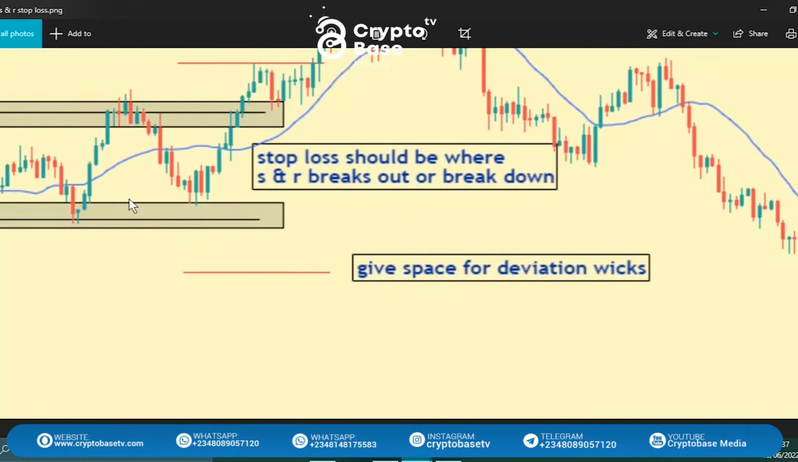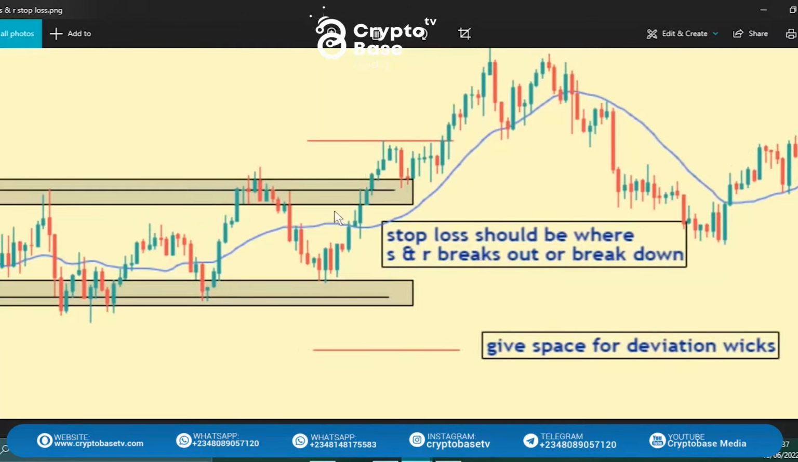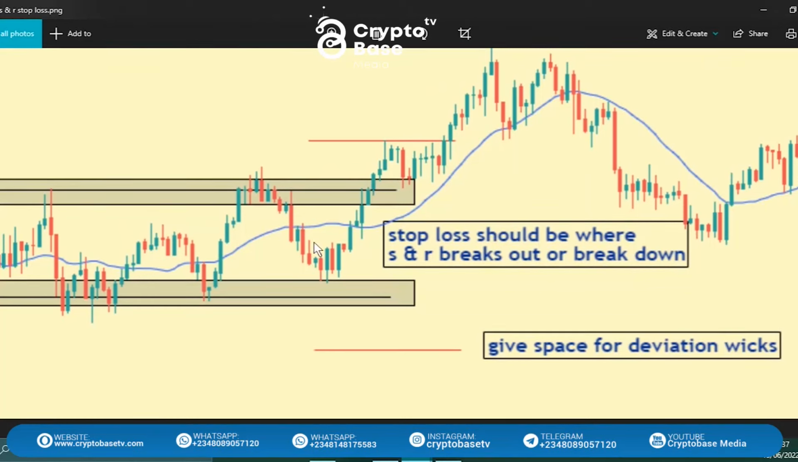One thing we know about support and resistance is that we buy support, we sell resistance. We buy support to sell resistance. Now, the same thing here. What will make my support and resistance trade setup invalid? It is when the price is no longer ranging along the support and resistance. When it breaks out or breaks down this support and resistance, that is where I should set my stop loss. So you see this red line right here.